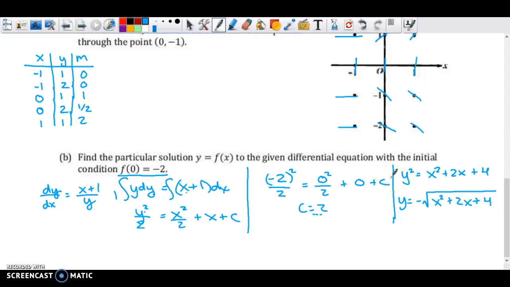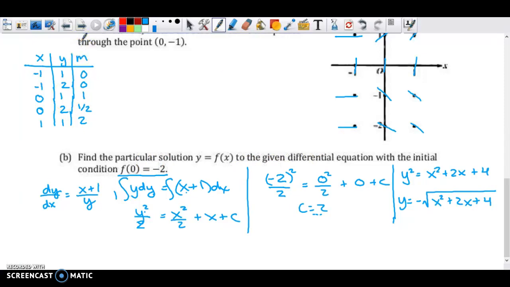Again, I'm trying to get y by itself, so I started by multiplying 2 on both sides. So what happens is that 2 is going to cancel here. You're going to get 2, and your 2 times c becomes 4. Then I take the square root. Once again, because my initial condition is a negative number, I did not do the plus or minus.